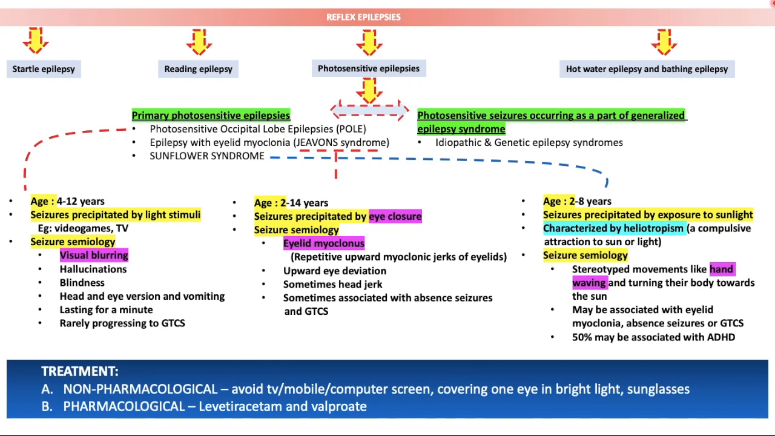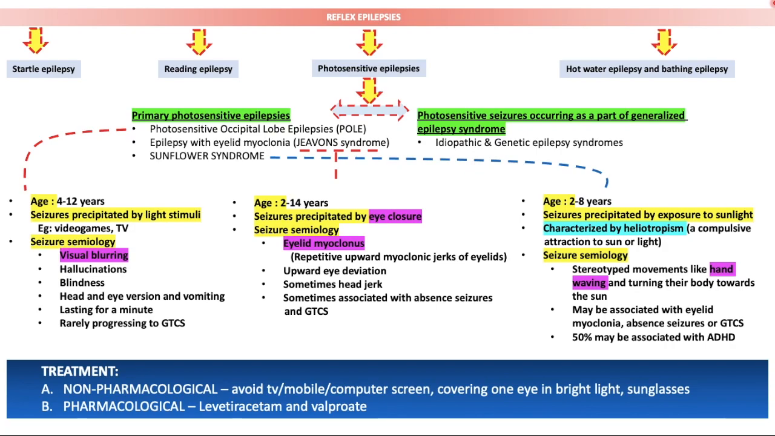So the diagnosis of photosensitive epilepsy is mainly by the history. Here, since most of these epilepsies are in the pediatric age group, the child may not be able to give proper history. So we need to ask detailed history from the patient's parents or the observer. Can we trigger these epilepsies artificially in the laboratory or in the hospital? Yes, we can.